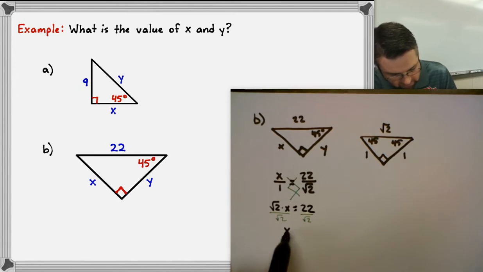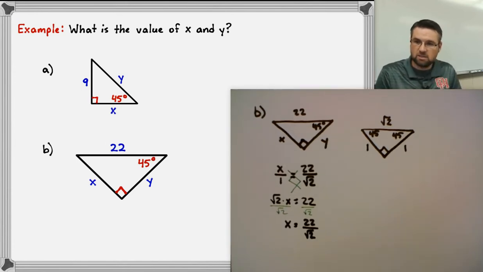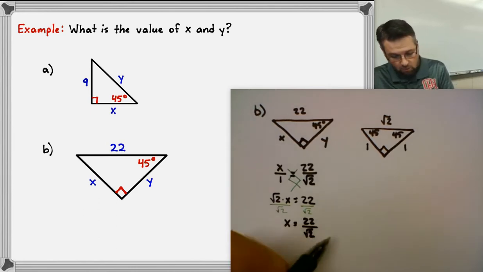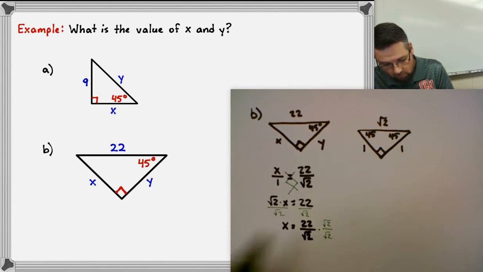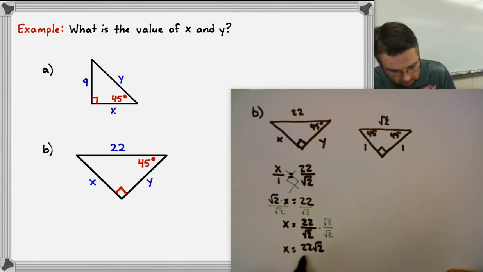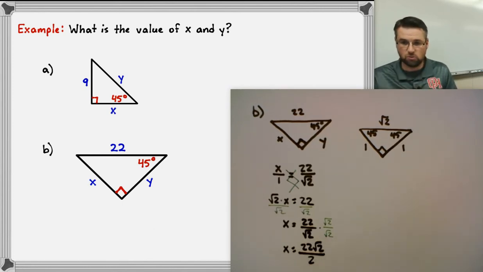So we get an answer of x equals 22 over radical 2. Now there's a problem with that. Remember, you can't have a radical in the denominator. That's not considered okay. So how do we get rid of that? We multiply it by rad 2 over rad 2. And so we end up with x equals 22 rad 2 on top, and then the rad 2 times the rad 2 can be written as radical 4, but that just simplifies to 2.